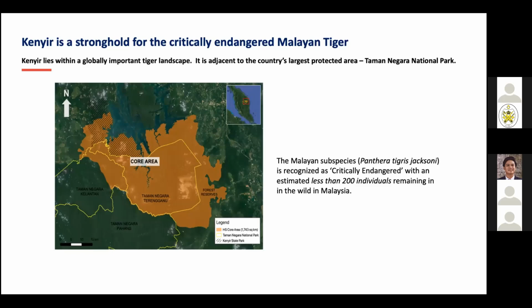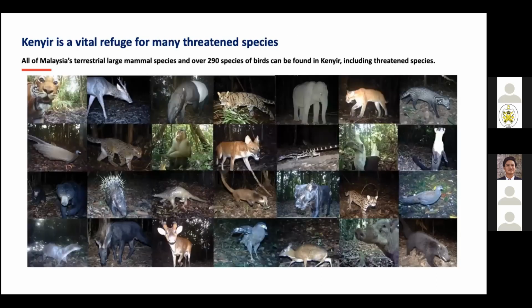This is covered also by Ruben 2 weeks ago. It's a vital habitat for many wildlife species. All right, and there's about 20 threatened species here and over 290 species of bird. There's camera trap photos from Rimba's work over the last 10 years in Kenyir. There's a lot of important wildlife inside Kenyir.